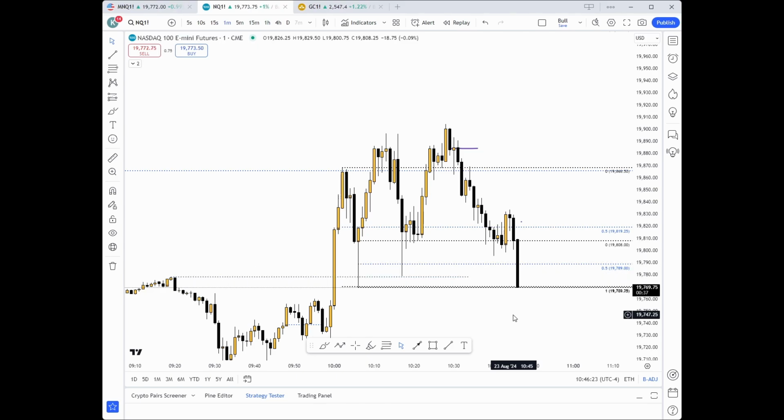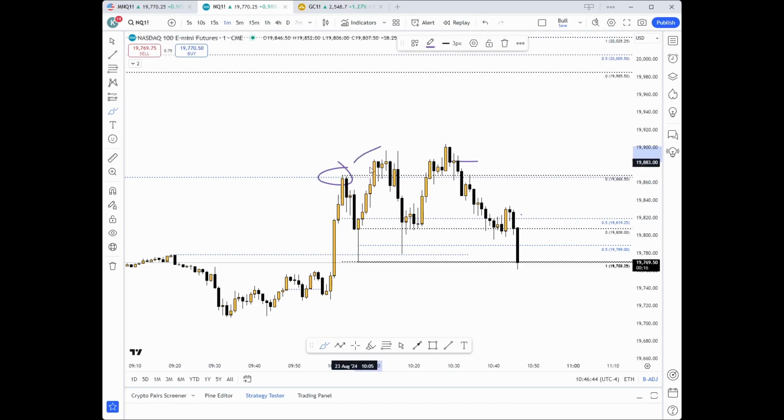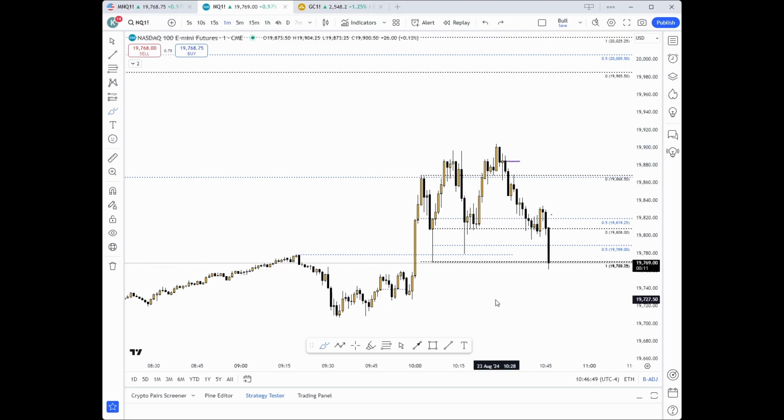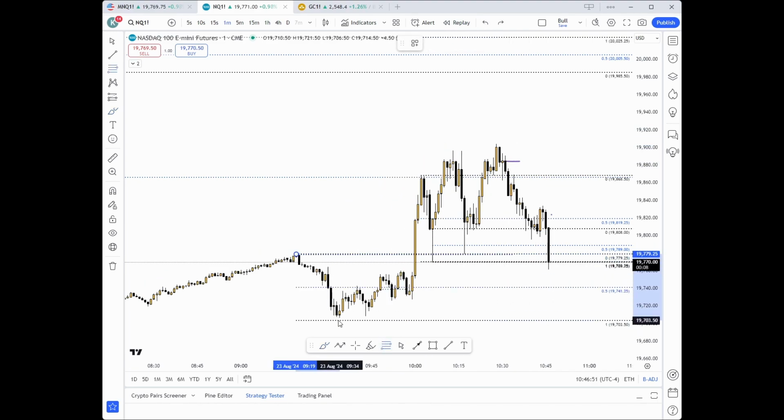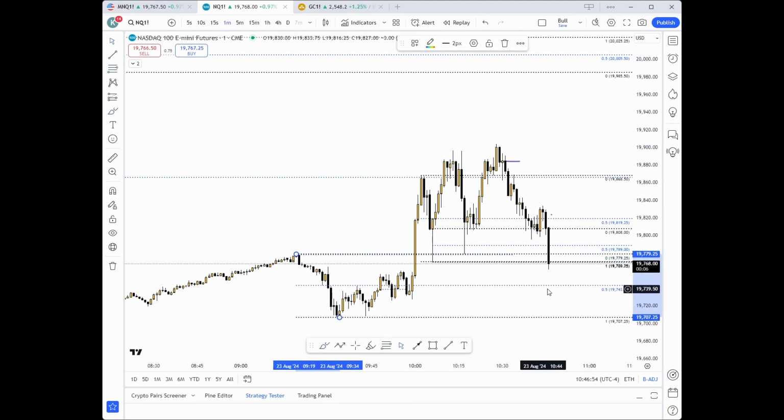Here we go. Now what? The feels. Suppose there was a little scalp to be made long in here, right? But we've got our failure in here now. We've broken SMDR. The only place I'd be looking long would be maybe the midpoint of this, which should line up with that.